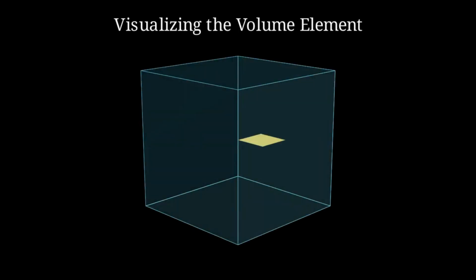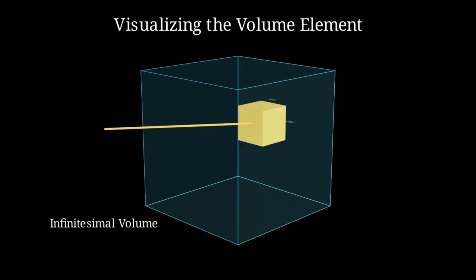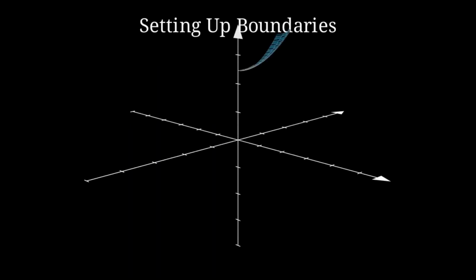To understand the process, imagine the solid is composed of many tiny rectangular boxes. Each box has dimensions dx, dy, and dz, and the triple integral sums these boxes together to fill the entire space. To evaluate the integral, we first determine the boundaries.